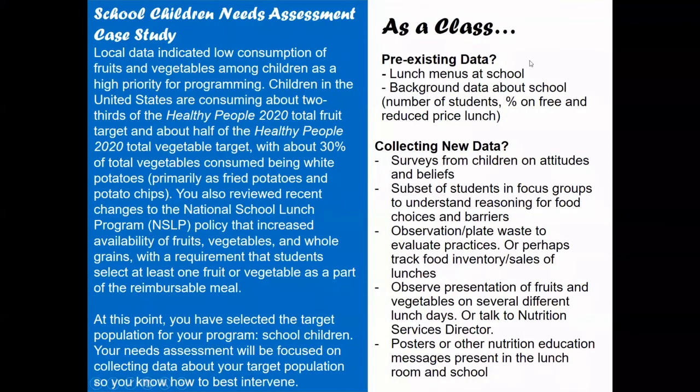Some things I thought about with pre-existing data is lunch menus already exist at school, so you can look at those. Also getting some background data about the school, such as the number of students at the school and the percent of students on free and reduced price lunch. That would give me some background information on my target population and what the dynamics look like within that area community.